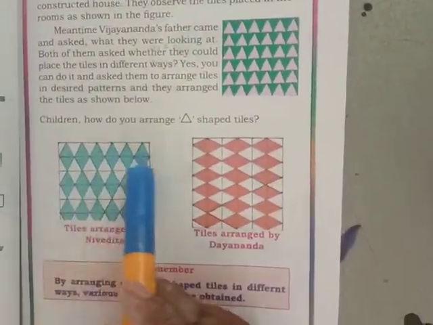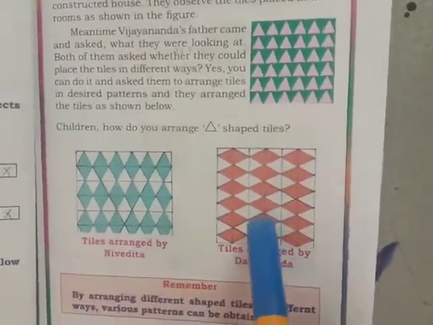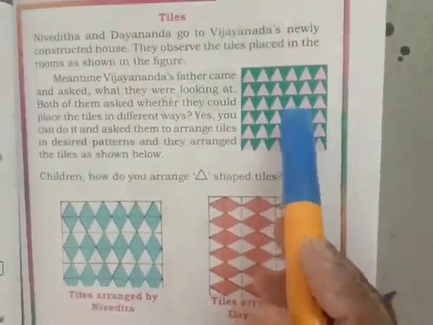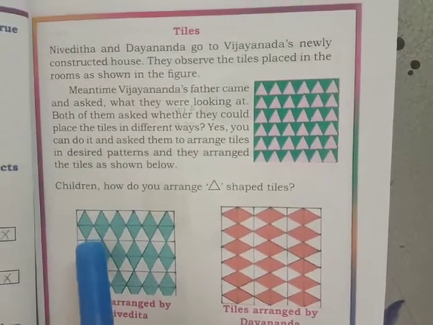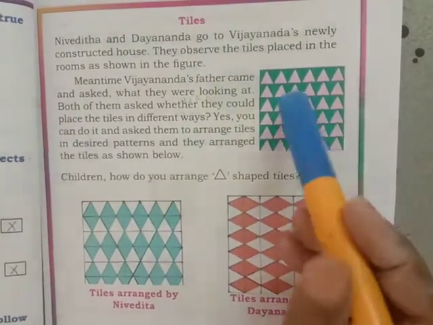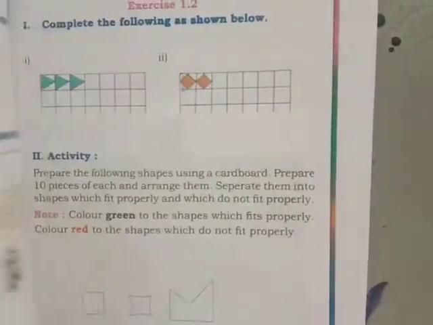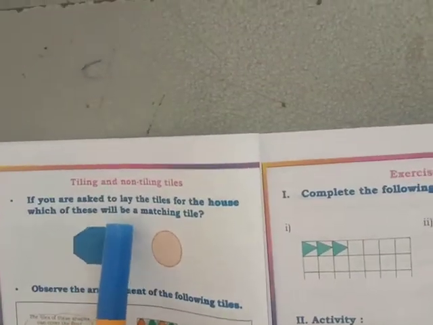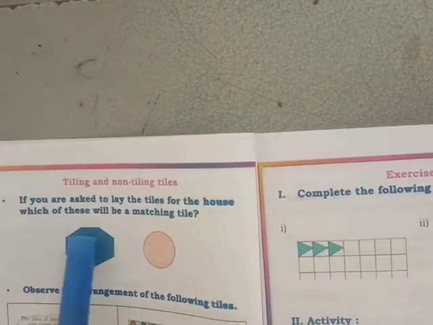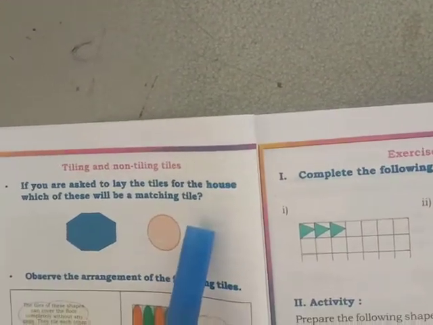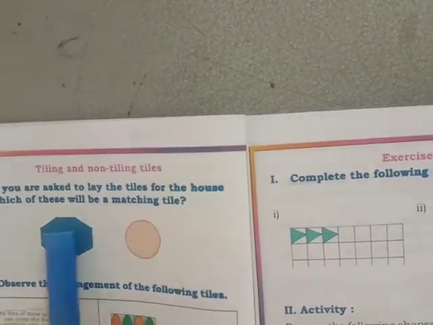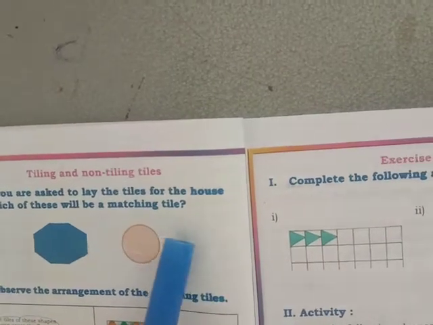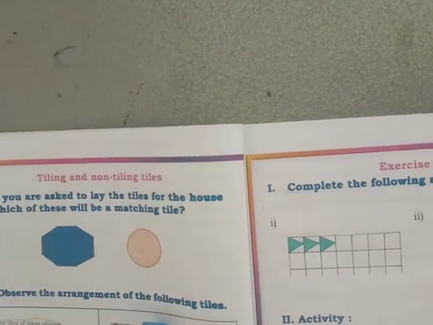So here tiles are arranged in different colors. Here also in different colors. Here also different colors. They use white and blue, orange and white, green and peach. Tiling and non-tiling tiles. If you are asked to lay the tiles for the house, which of these will be matching tiles? Observe the arrangement of the following tiles.